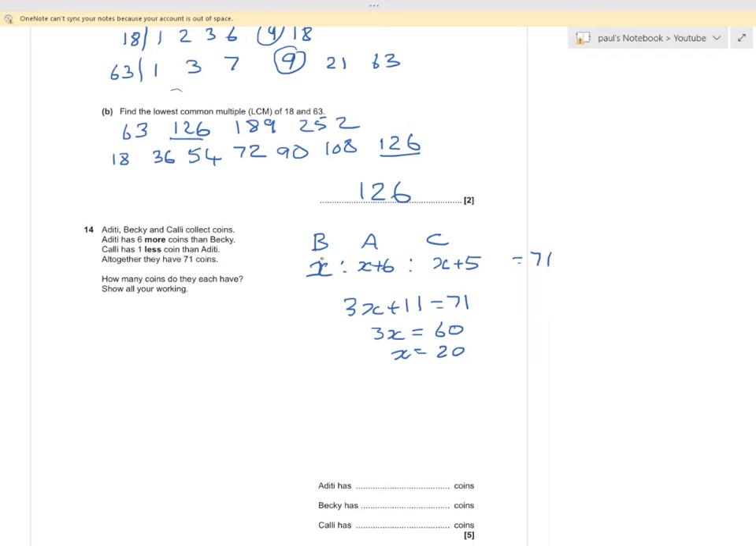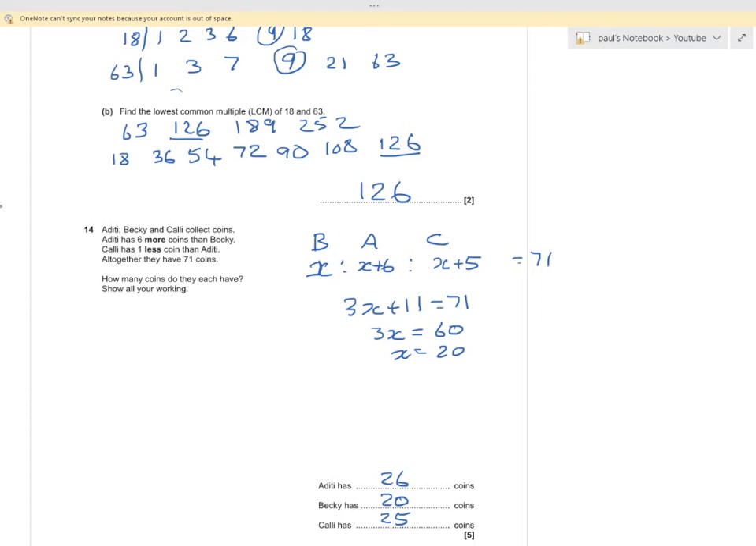Now, Becky has 20. Aditi has 20 plus 6, which is 26. And Callie has 20 plus 5, which is 25. Oh, that was a good one. Right, let's see what the next ones are.